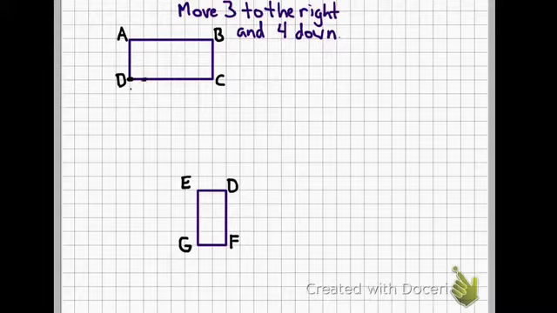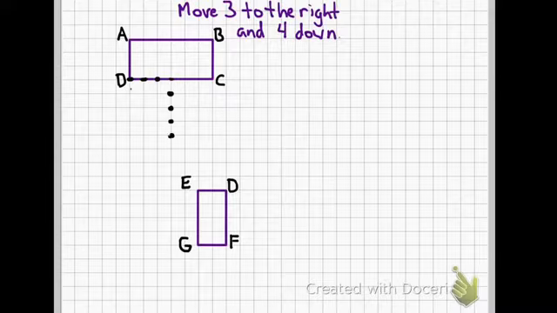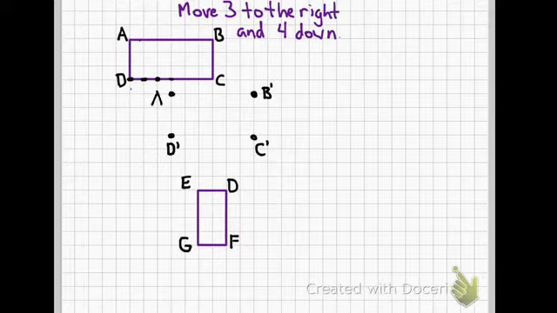If it went 3 to the right, I'd go 1, 2, 3 units to the right, 1, 2, 3, 4 units down, and I'm going to put D prime, a little apostrophe on there. Then we do the same thing with, let's go with C. 3 to the right goes there, and 4 down gives us C prime. Let's get rid of that. Now we'll go with B. 3 to the right, 4 down gives us B prime. And then we go with A. 3 to the right, 4 down, A prime.